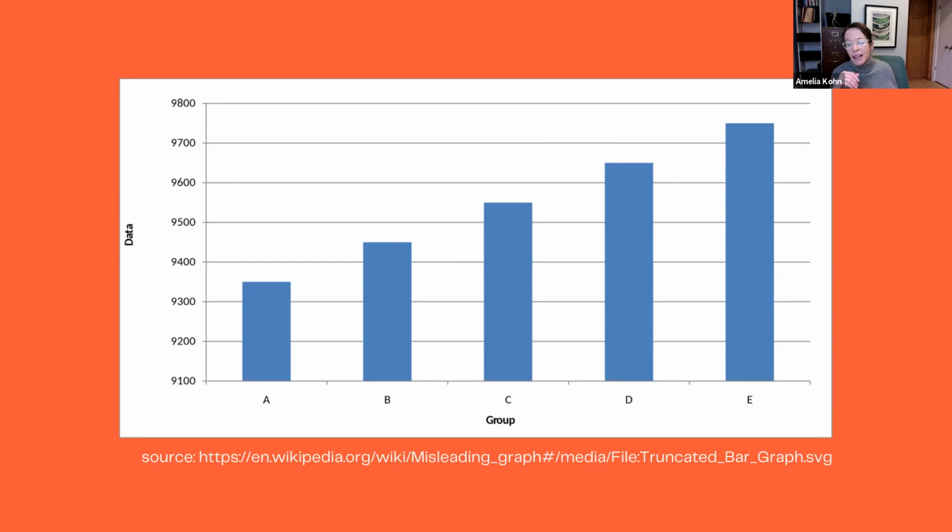Let's see, E is not double A. Okay, Michaela is totally getting at it. What the problem here is, if you look along the y-axis, it doesn't start at 0. It starts at 9100. So Michaela is absolutely right. You can't do the math here. One bar is not twice as long as another, and that's because we're not starting at 0.